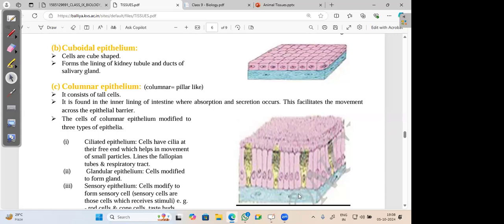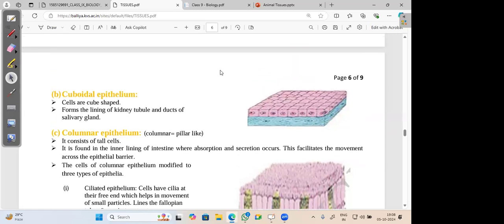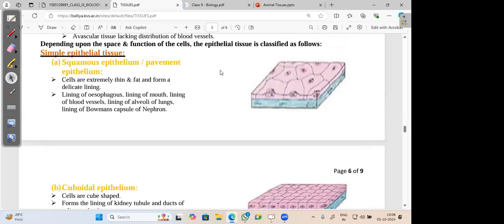Okay, so have a look at this where we had discussed squamous epithelium. The cells of squamous epithelium are extremely thin and flat and form a delicate lining. What is their function? They form the lining of the esophagus, lining of the mouth, lining of blood vessels, lining of alveoli of lungs, lining of Bowman's capsule of nephron.